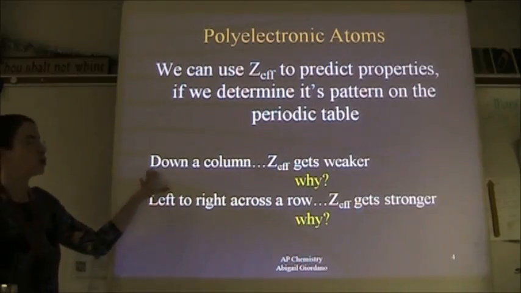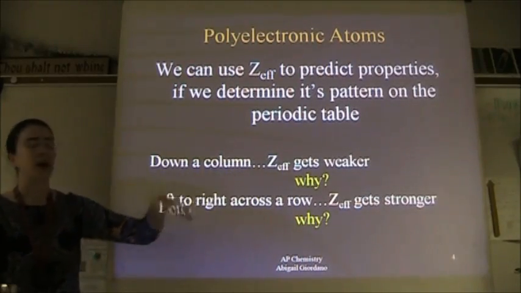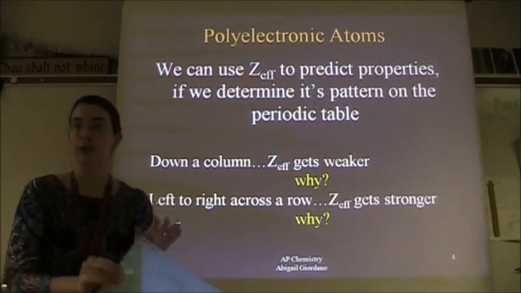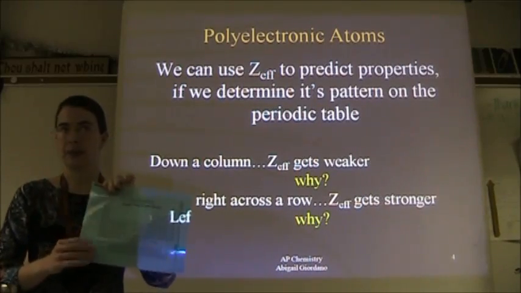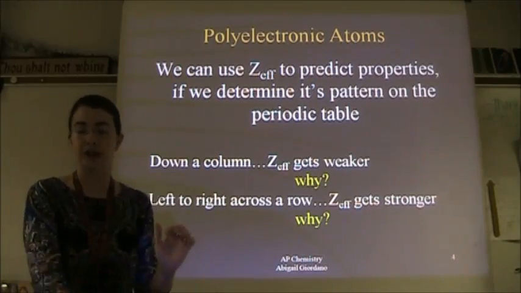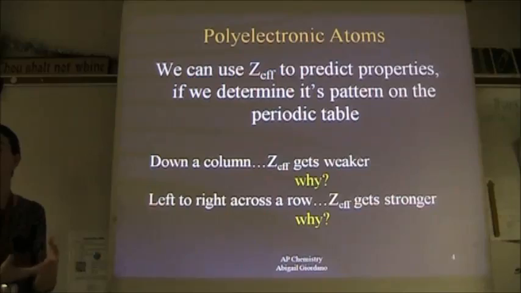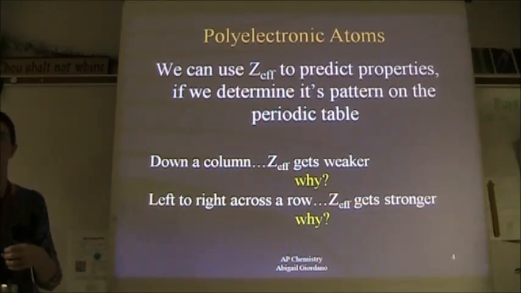So when you're talking about up and down, you are talking about different numbers of energy levels. Elements that have fewer energy levels, their valence electrons are closer to the nucleus, so they will experience a stronger effective nuclear charge.